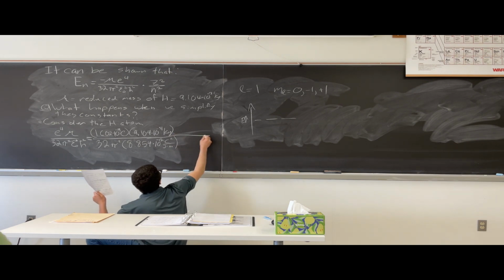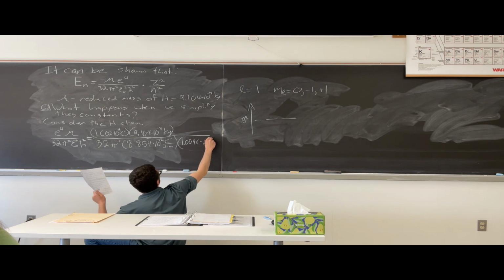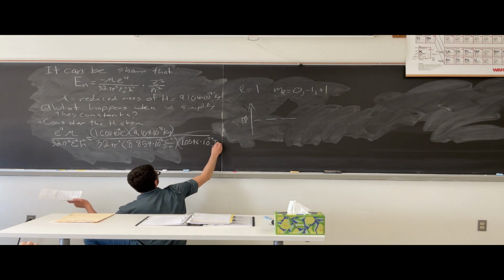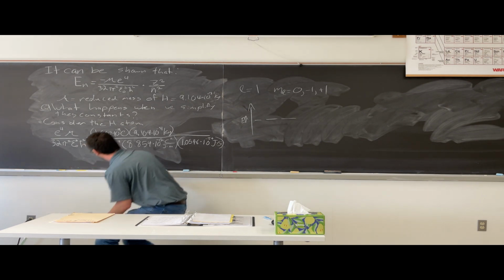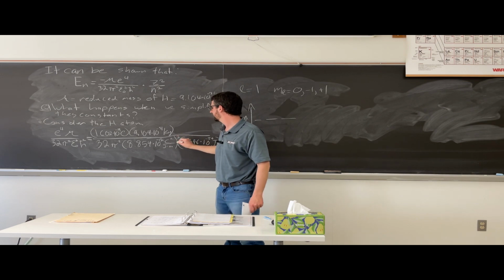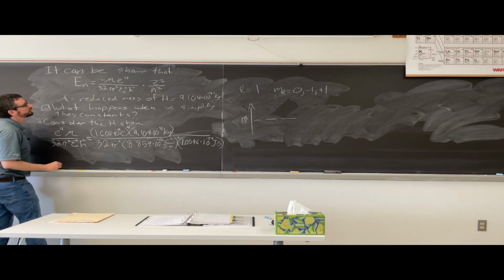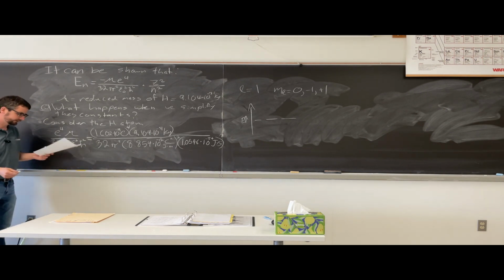And then we got h bar, 1.054 times 10 to the minus 34. What are the units on that guy? Then we got to square that thing. Oh, we got to square this thing too, that to the fourth. Everything else is good.